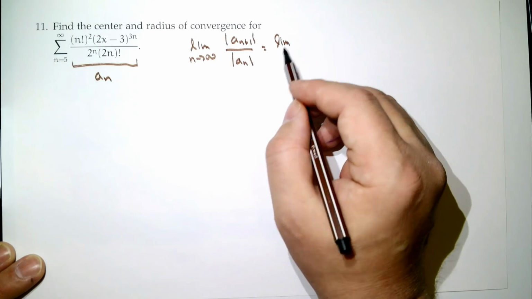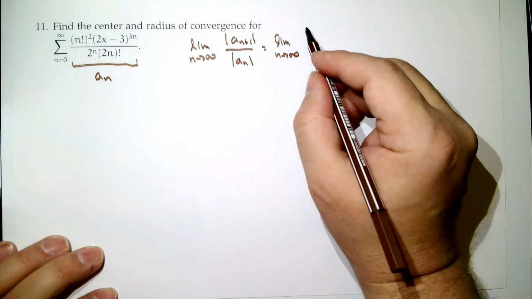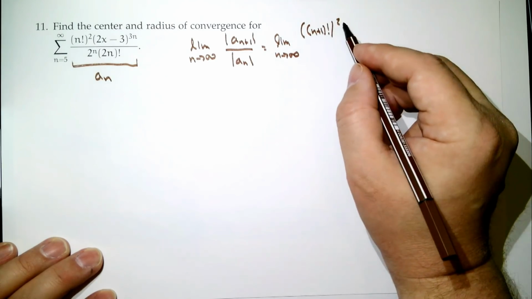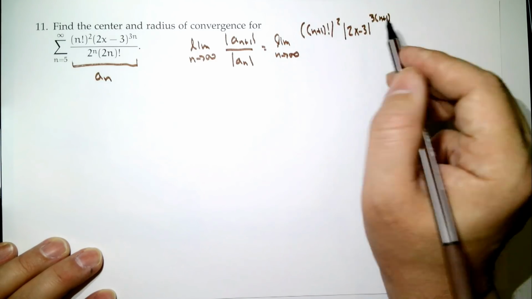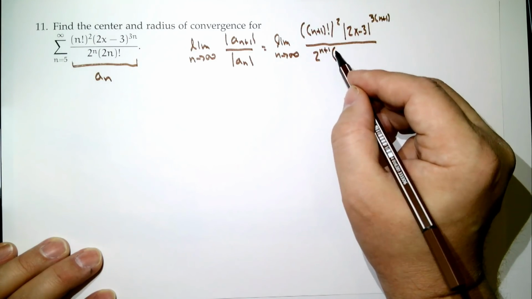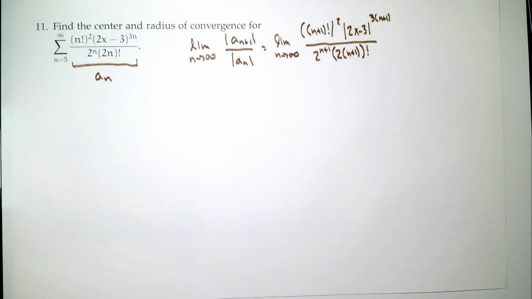So this is a little bit of just being patient. And the first step is oftentimes the most important. Remember, I'm going to go through here, and everywhere where I see an n, I'm going to put an n plus 1. So parentheses can be your friend when you're doing this. So n plus 1 factorial squared, absolute value 2x minus 3 to the 3 times n plus 1, divided by 2 to the n plus 1, 2 times n plus 1 factorial. So that's literally everywhere where I had an n, I put in an n plus 1.